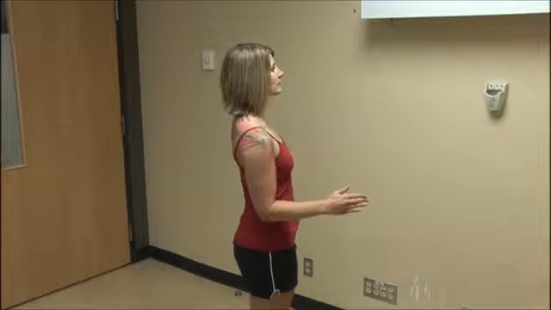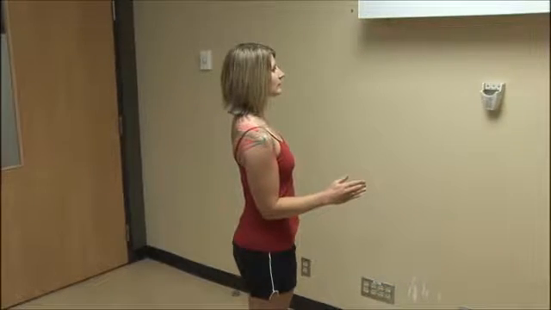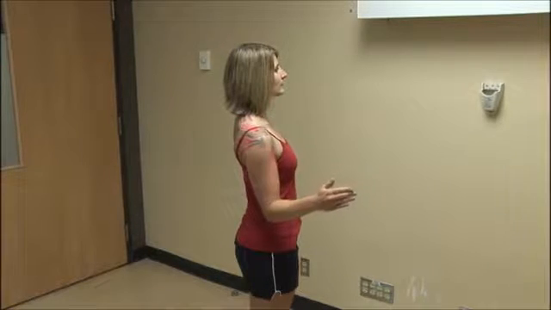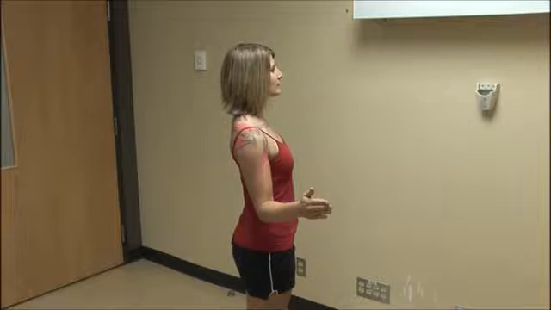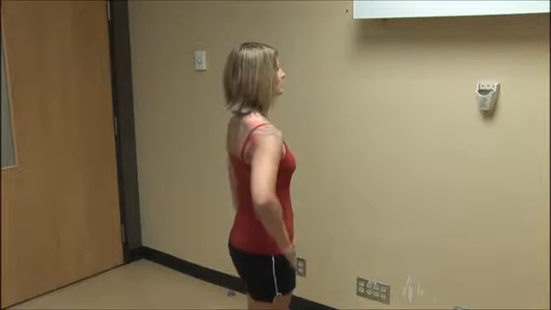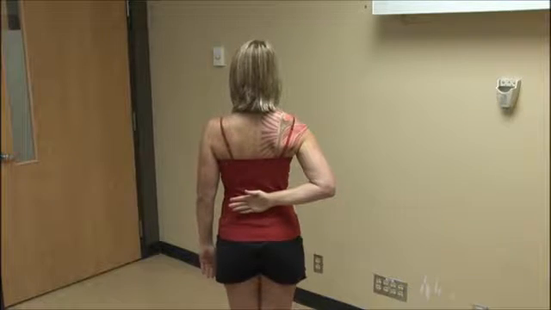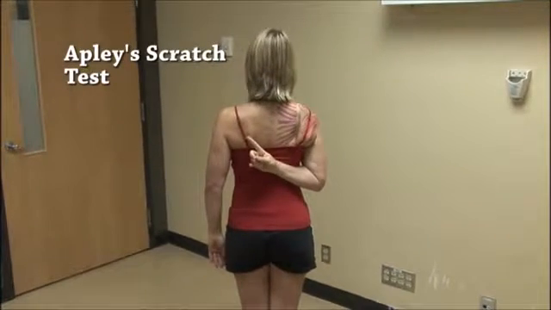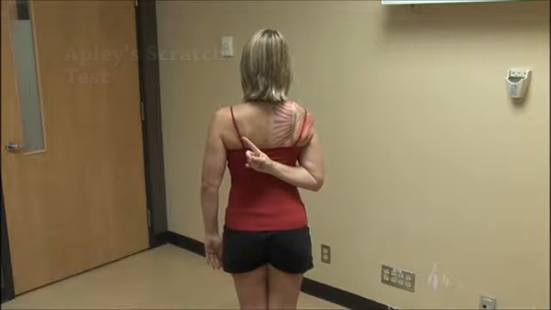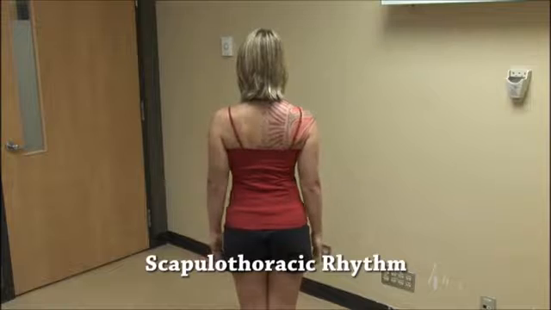You can also test rotation with the elbows at the sides. External rotation is about 45 to 90 degrees in this position, and internal rotation can go up to 120 degrees. You can ask the patient to touch the tip of the opposite scapula. This is also known as Apley's scratch test. Finally, look at scapulothoracic rhythm.